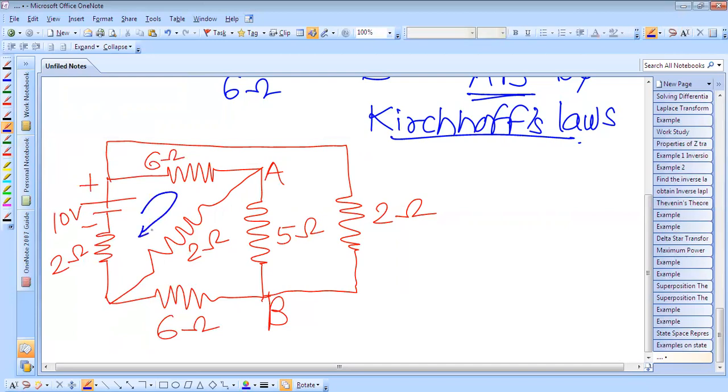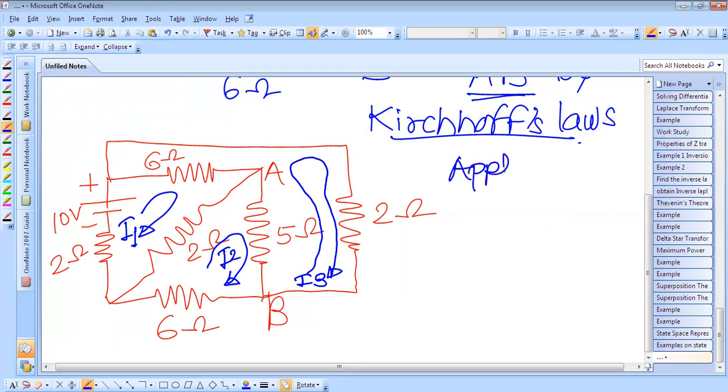So this is one loop, current I1 is flowing through this loop. This is the second loop, and this is the third loop. Current I3 is flowing through this third loop. So now apply KVL to the first loop.